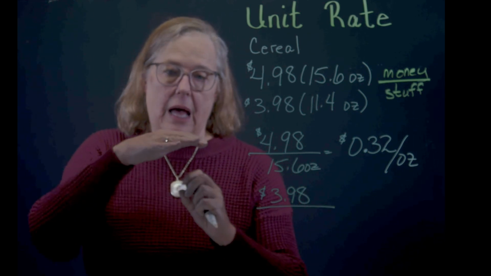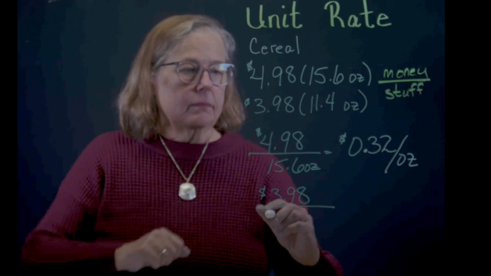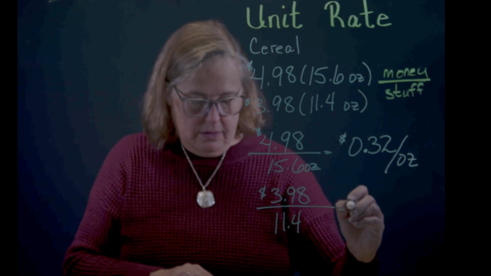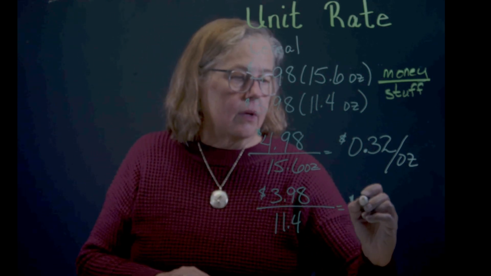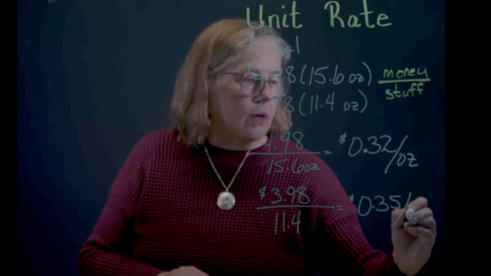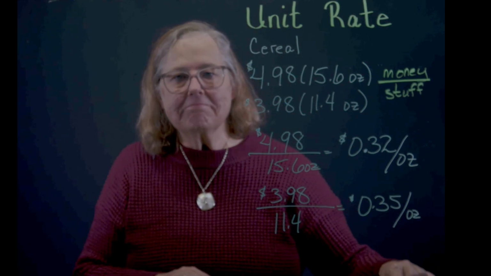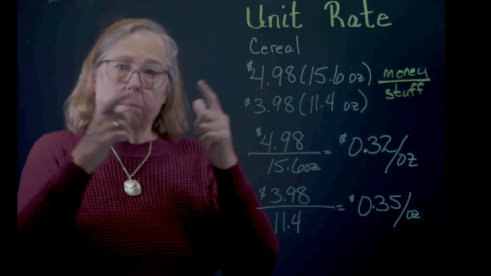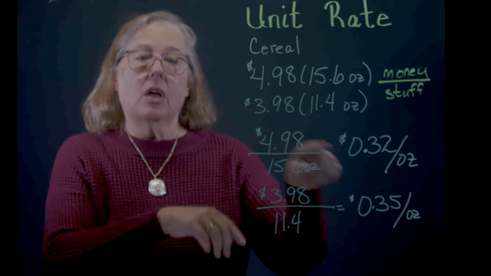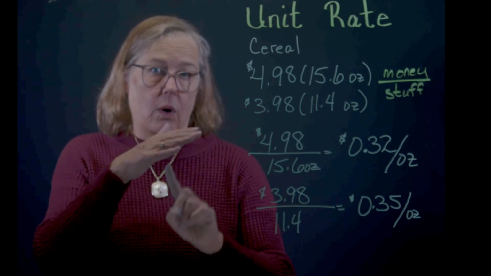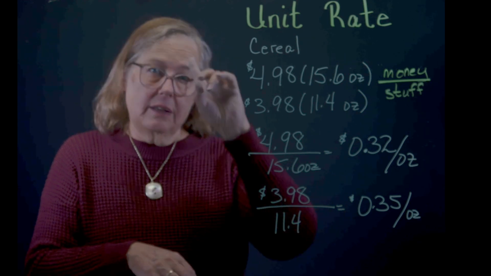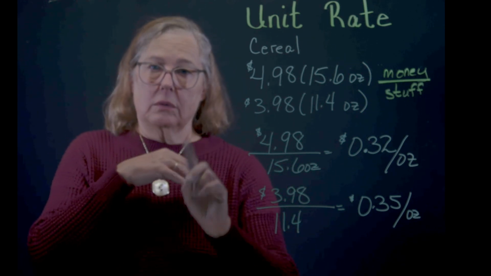So we put how much money on the top, and we're going to put the ounces on the bottom. Money over stuff. Well, that makes sense. The bigger box, you get more ounces. It's actually cheaper per ounce. It's 32 cents per ounce. The smaller box is 35 cents per ounce.